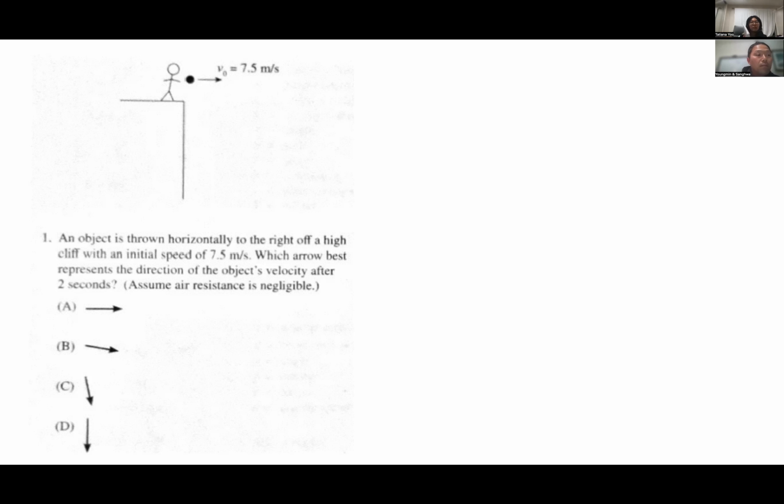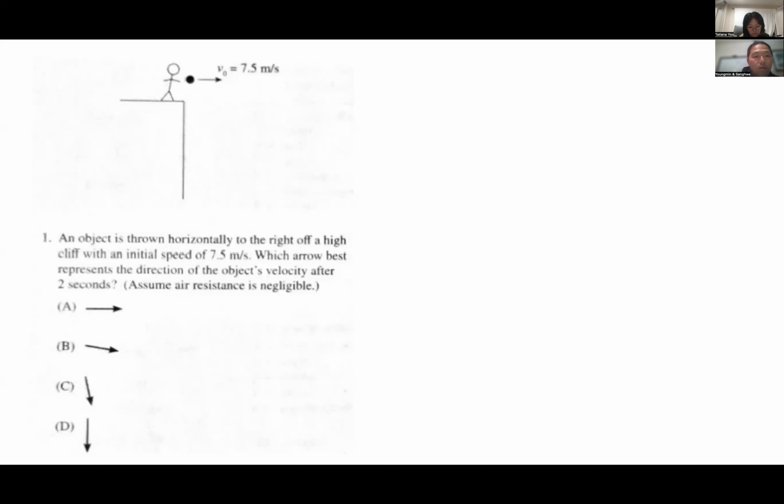I will read this problem and then I'll give you maybe 15 seconds, 30 seconds or 1 minute to think about it. You can maybe guess the answer, and then I'll show you the solutions and explain how to solve it. And then we'll go one problem at a time. So number one, let me read.